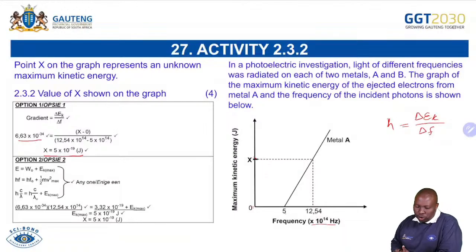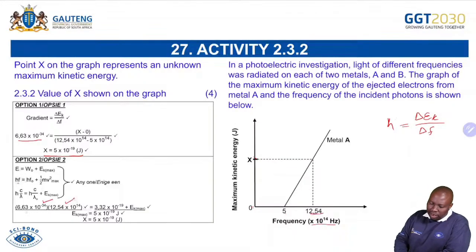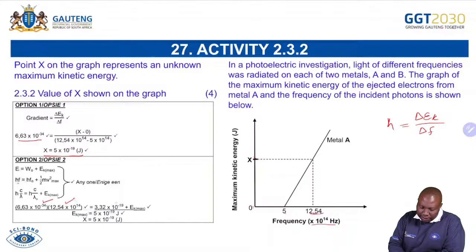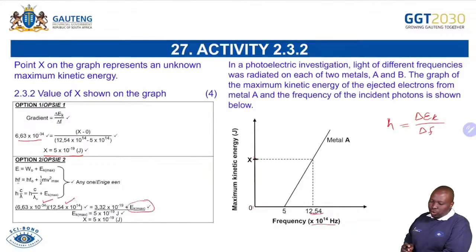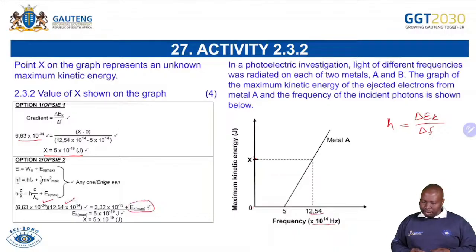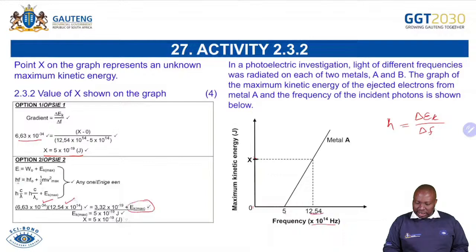Still, it will help you to determine your x. In this case, you have your h, which is Planck's constant, multiplied by the frequency, which is 12,54 times 10 to the power of 14, and that is the hf part, E equals hf. You substitute that, and then your work function, which was 3,32 times 10 to the power of minus 19, and then you calculate your EK max. As well, if you utilize this equation, you will still be able to get your 4 marks, which is x equals 5 times 10 to the power of minus 19 joules.